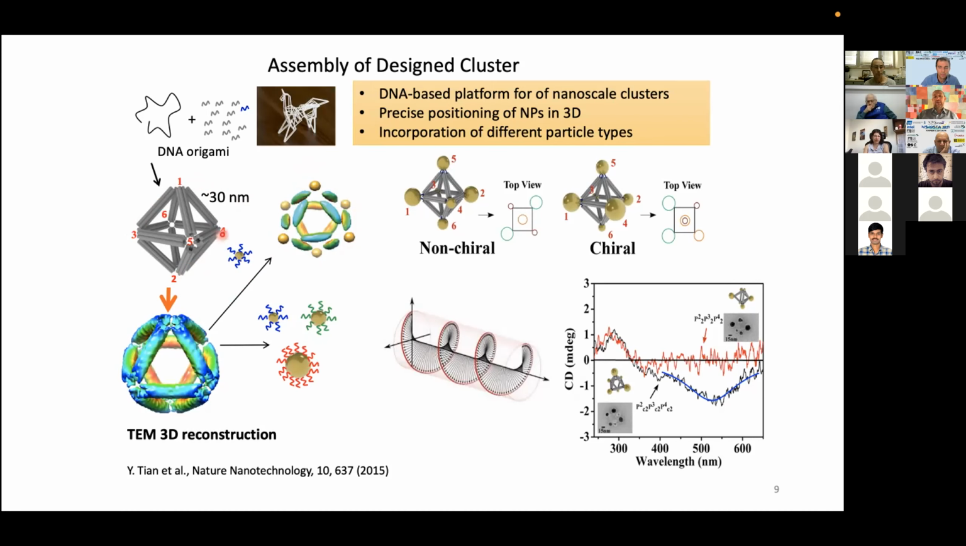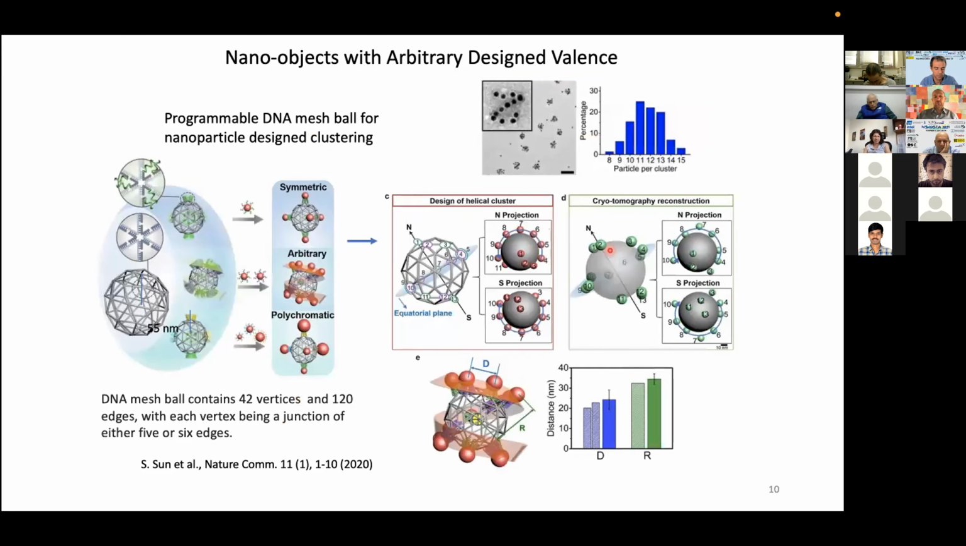If, however, we deliberately design different types of strands at different vertices, and we use three particles, 10, 15, and 20 nanometer gold, we can form, depending on how we encode those vertices, non-chiral or chiral organization of particles. Because particles are plasmonic, we can explore that they indeed show, for example, chiral optical activity for the chiral structure.